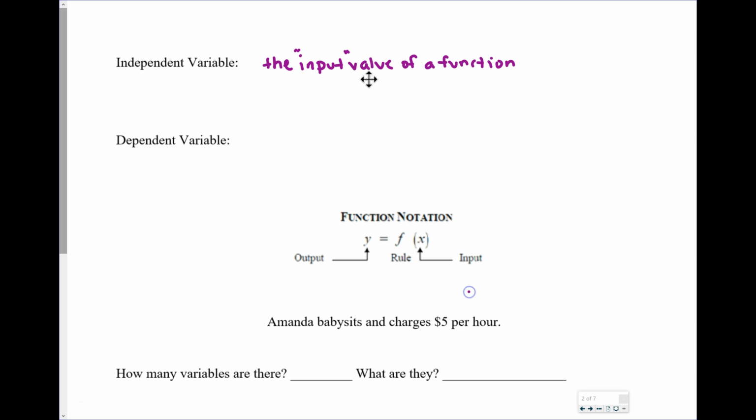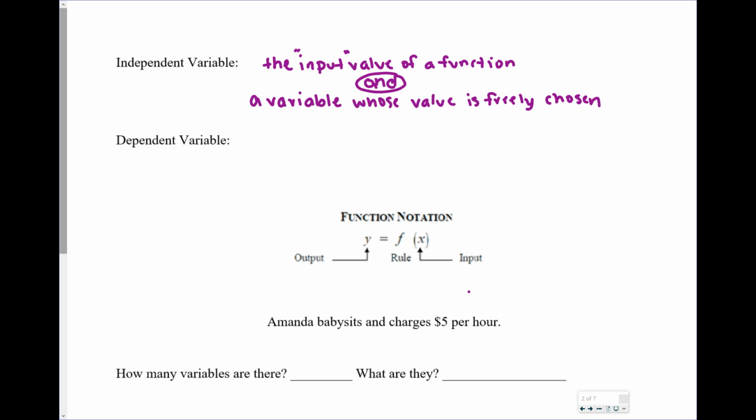The other fancy word we're going to use to describe the independent variable, there's two kind of ways we can describe it, is a variable whose value is freely chosen, meaning you can pick whatever you want to put in there.